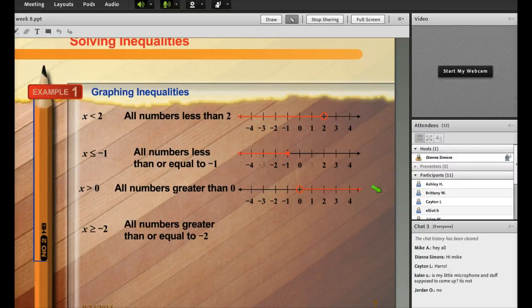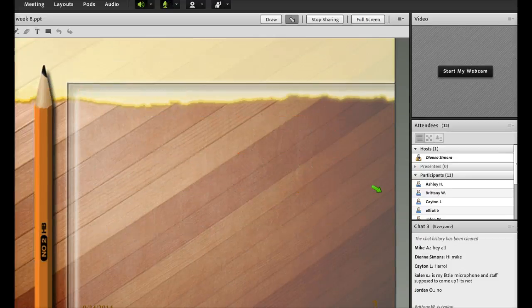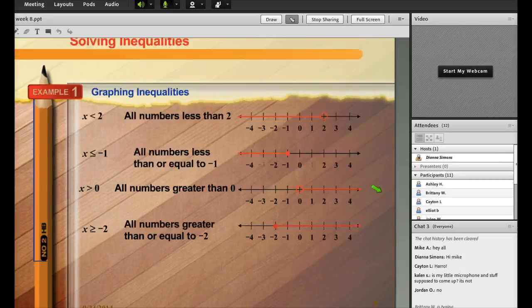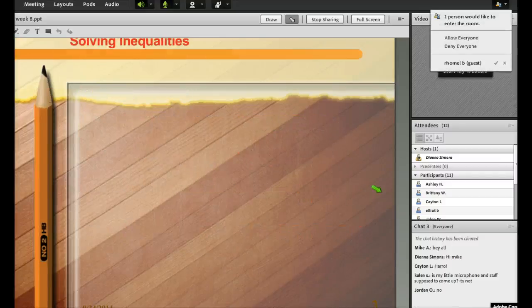Okay, so it's going to be a closed circle. Which way is it going to go? Is it going to go to the left or to the right? Thinking that the 2 is right in front of you, or negative 2. To the right. Oops, I went too fast. There we go. Okay.